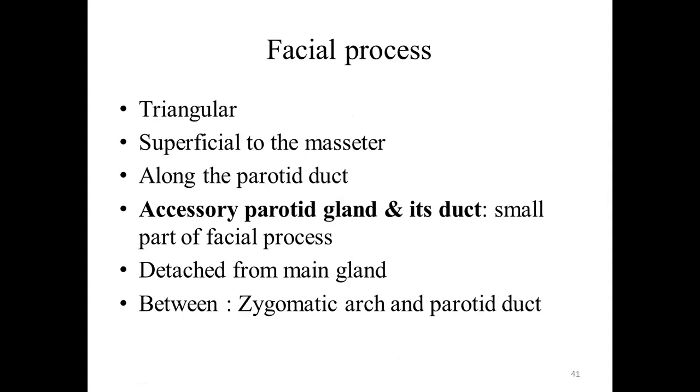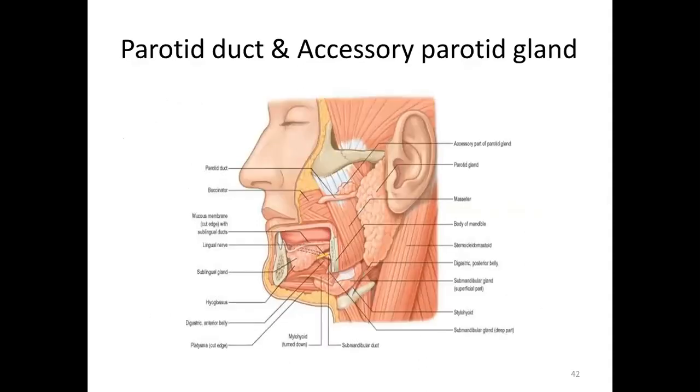Superficial to the masseter muscle, triangular, the facial process we call it, along the parotid duct. Whatever extension is there, we call it an extension in the form of a process, the facial process. In the accessory parotid gland and its duct, a small part of the facial process can be located along the accessory parotid or the parotid duct, detached from the main gland, away from the main gland, and between the zygomatic arch and the parotid duct. Between these two structures, we can find this facial process. Here you can see the facial process.